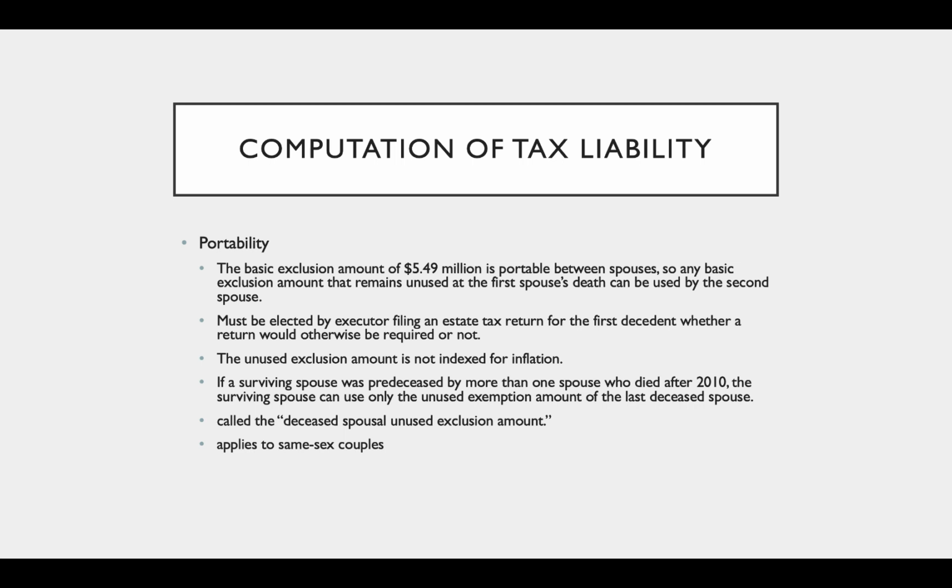If a surviving spouse was predeceased by more than one spouse who died after 2010, the surviving spouse can only use the unused exemption amount of the last deceased spouse. So this is spouses who get remarried, and we can only use the portability from the last deceased spouse. This is called the deceased spousal unused exclusion amount, and it applies to all couples, whether same-sex or not.